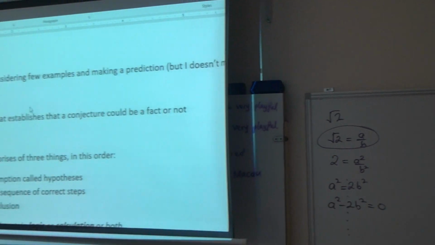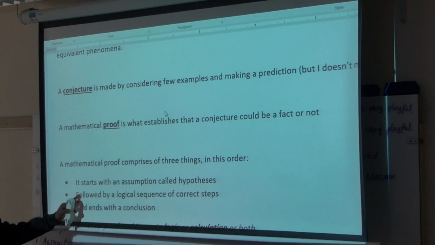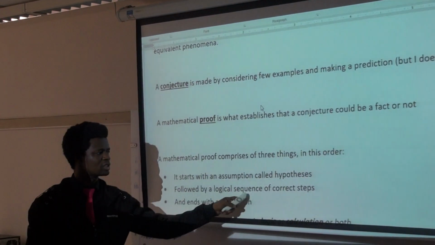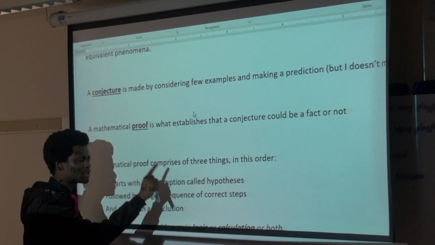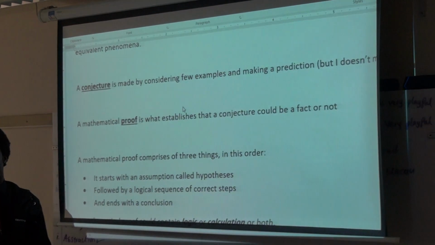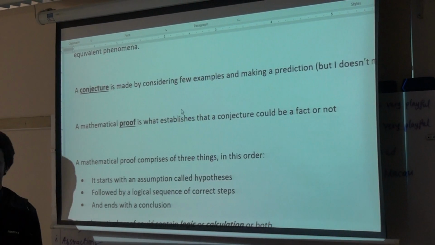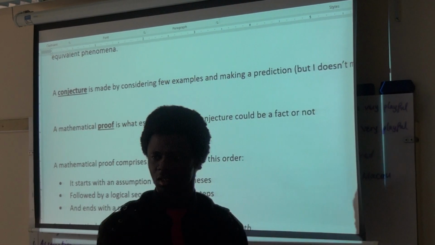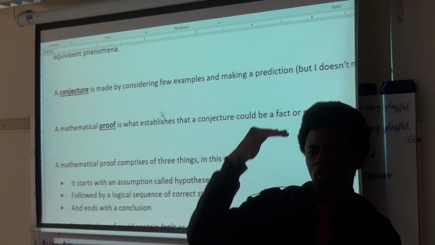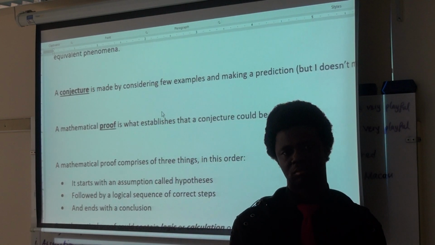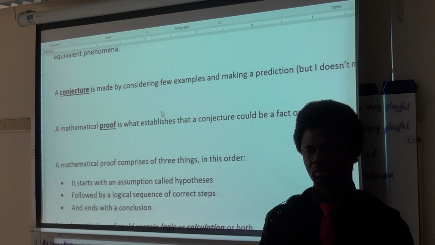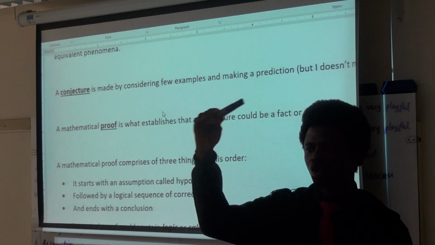So, a logical proof follows this order. It will start with an assumption, called a hypothesis. It will follow a logical sequence of correct steps. There's a reason it must be logical. There's a reason it must be sequential. You cannot jump from one step to another. Does that make sense? You cannot jump from maybe 1 to 7. Oh, 1 will link to 2, 2 will link to 3.